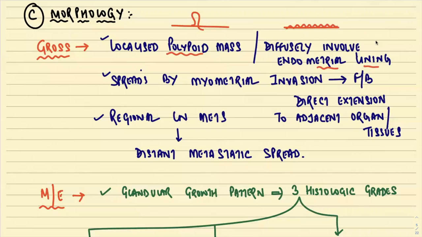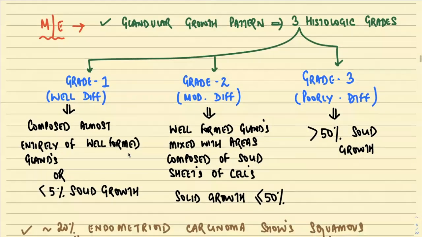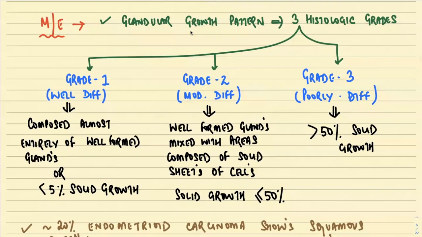Now, they are going to spread by invading the myometrium. So they spread by myometrial invasion that is followed by direct extension into nearby organs and tissues. Now, regional lymph node metastasis is common, and that is followed by distant metastatic spread. On microscopic examination, there is a glandular growth pattern, which is very similar to the normal endometrial tissue. Okay.